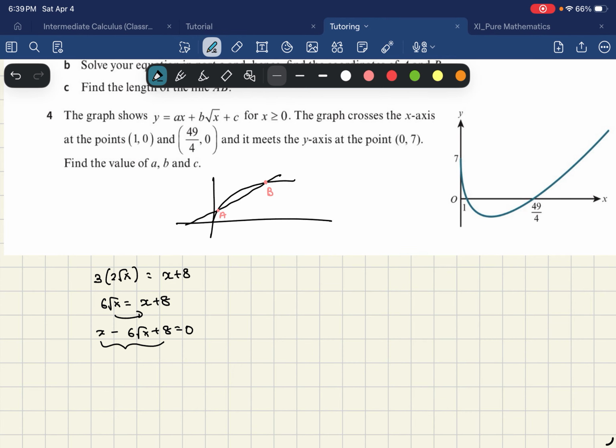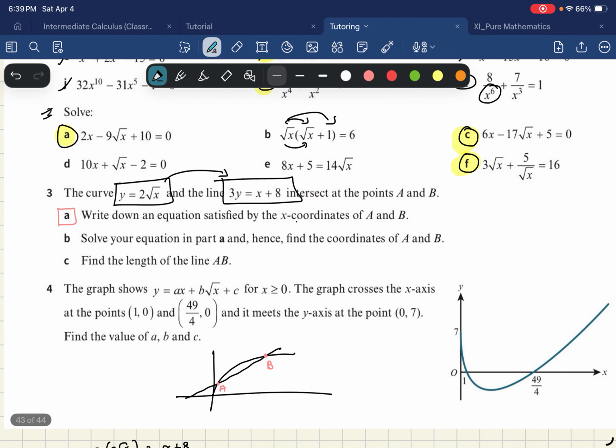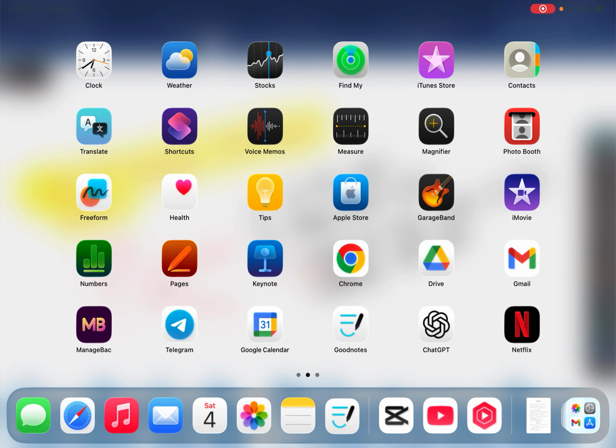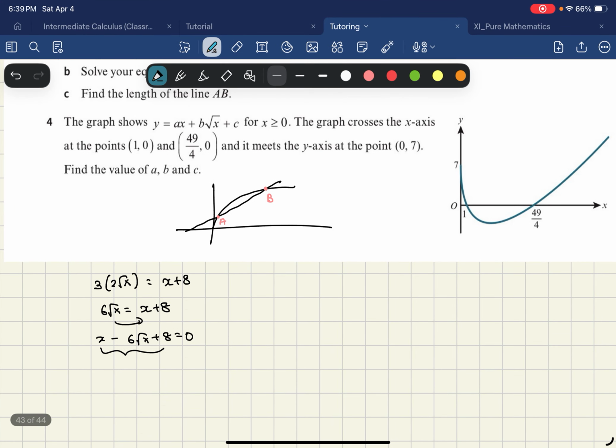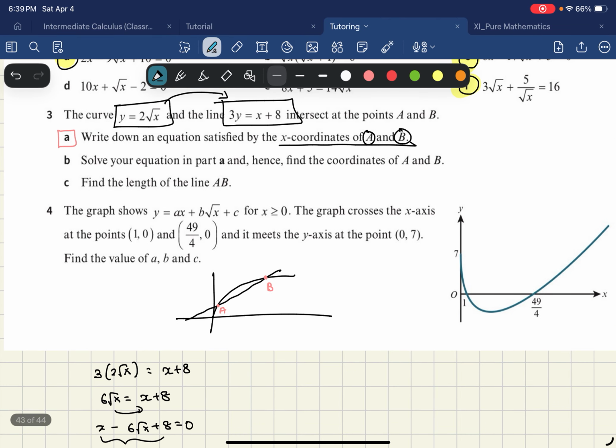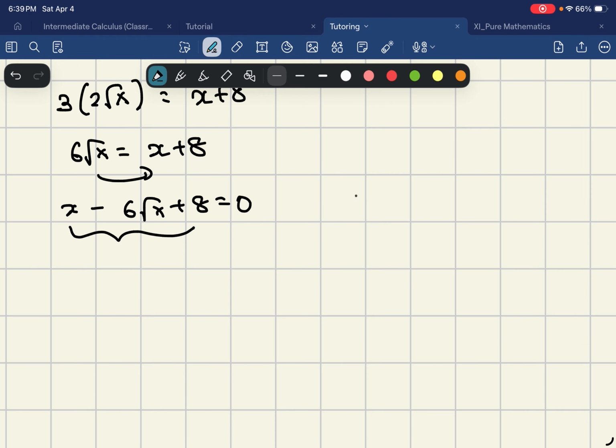Basically, the x-coordinates of the points of intersection, right? The points of intersection are A and B. The x-coordinates of A and B are going to have to satisfy this equation. So that is essentially what they're asking for. And solve your equation. So let's just say, hey, root x is equal to v, right? That's what we've been doing.